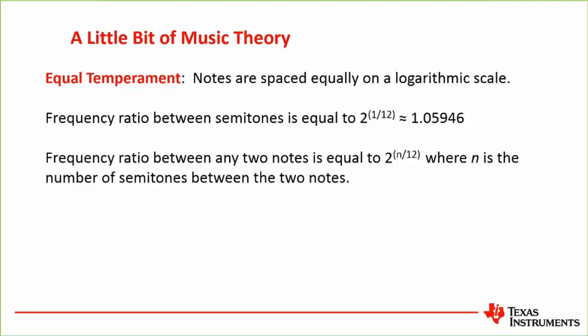But anyway, the fixed ratio between two semitones is the 12th root of 2, or 2 to the power of 1 on 12, which is approximately 1.059. Based on that, we can now work out the ratio between any two notes, which is essentially 2 to the power of n on 12, where n is the number of semitones between the two notes. So pretty much now we know almost everything.